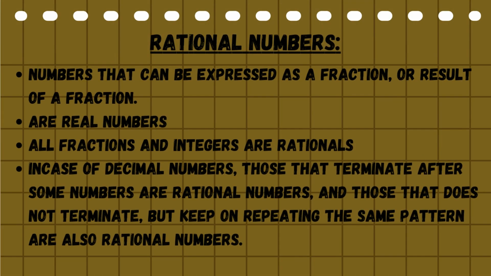Moving on, next, we have rational numbers. These numbers are real numbers that can be expressed as a fraction, or result of a fraction. Examples of rational numbers include all the fractions and integers. In case of decimal numbers, those that terminate after some decimal places are rational numbers, and those that do not terminate, but keep on repeating the same number pattern, are also rational numbers. Other non-terminating decimal numbers are irrational.